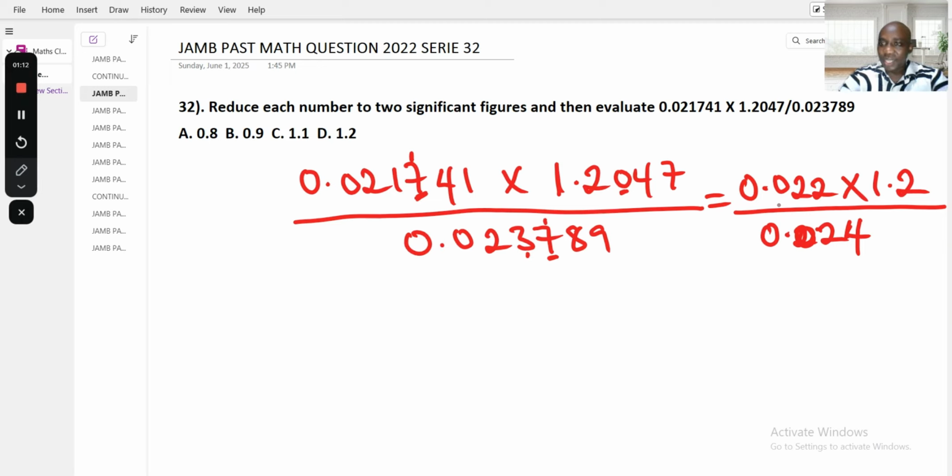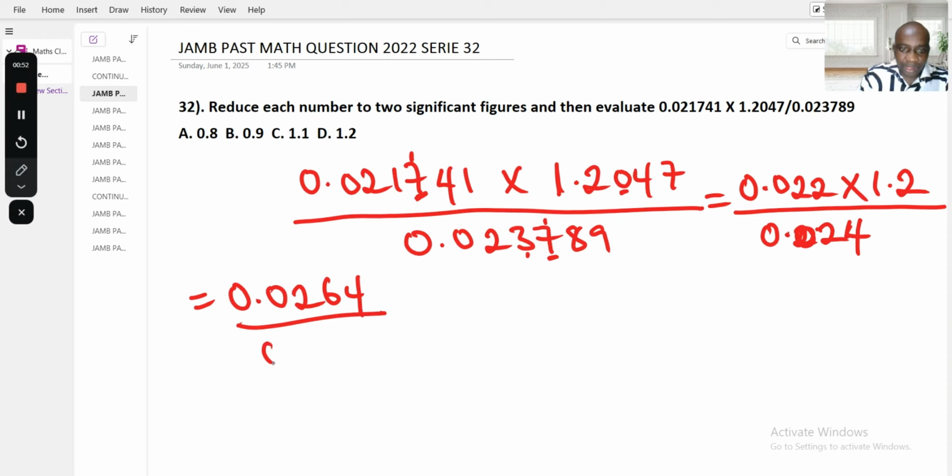Therefore, let's multiply now. We have turned everything to two significant figures. 0.022 multiplied by 1.2, what is it going to give us? It's going to give us 0.0264 over 0.024. Now let's divide it by 0.024. It's going to give us a final answer of 1.1.